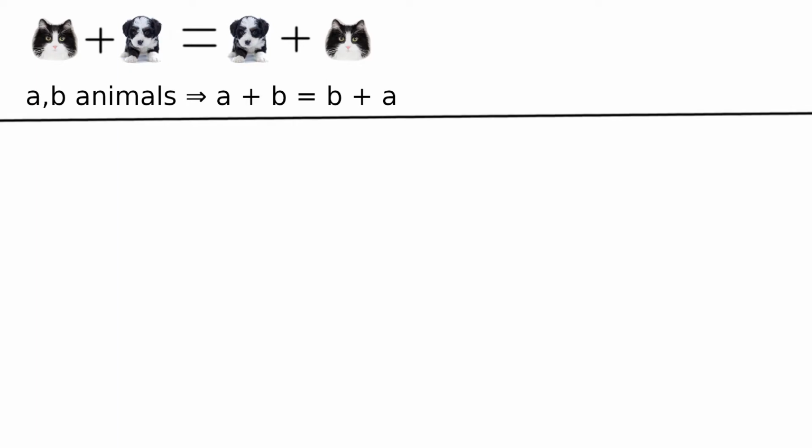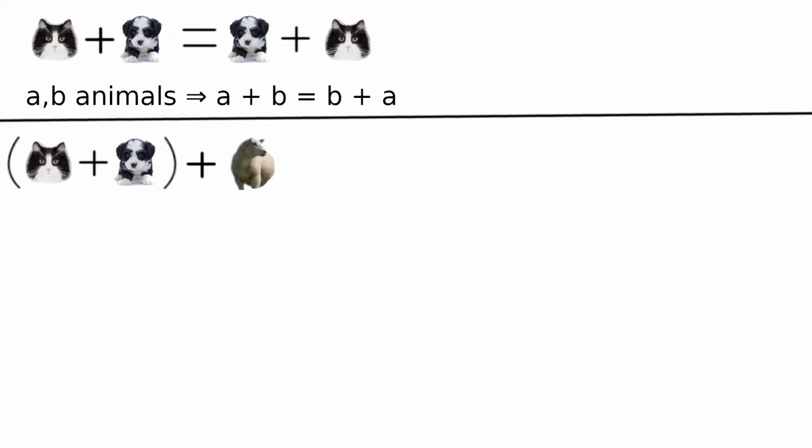Now, the next thing to consider is kind of related. If I have a cat and a dog, and we put them in a group, and then we add a sheep to the group, we will get the same thing as if we put the dog and the sheep in a group, and then add that to the cat.